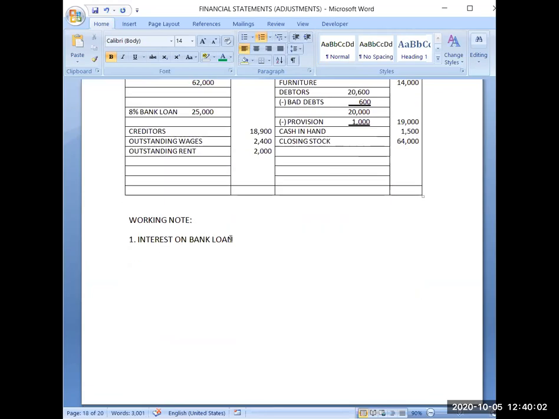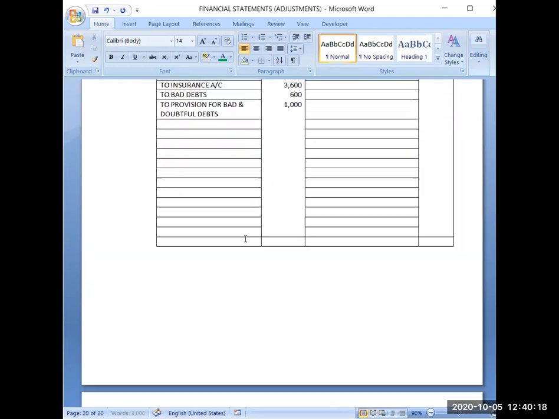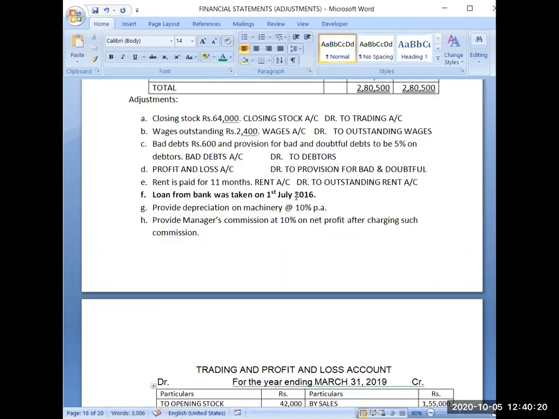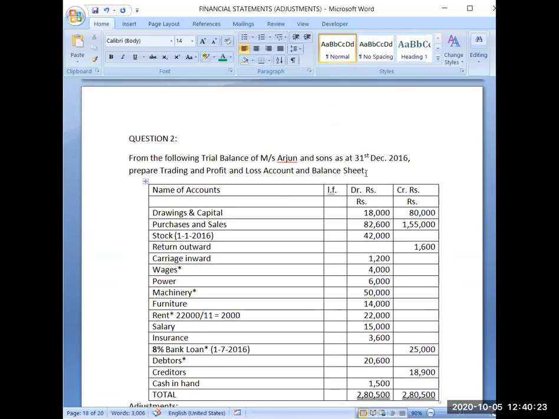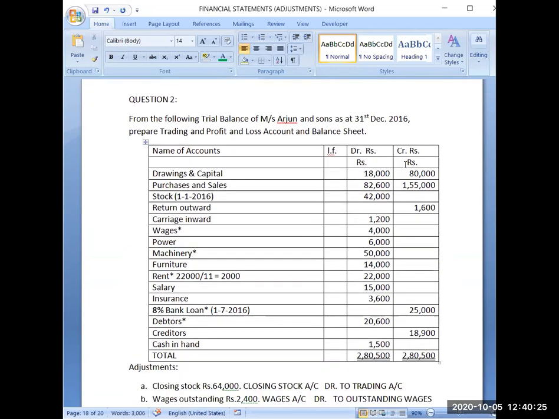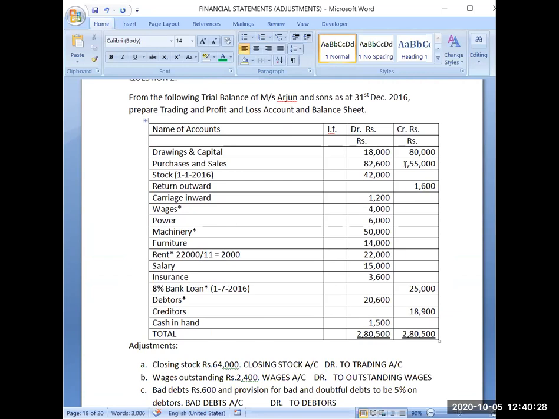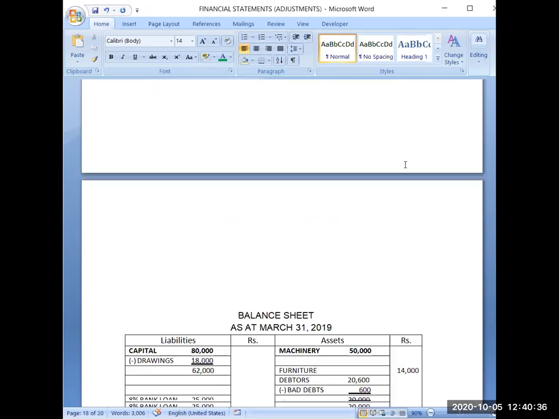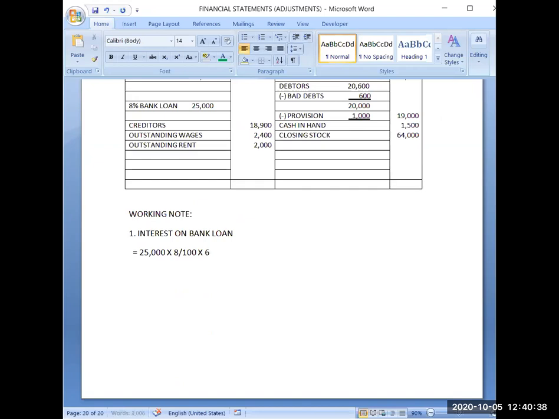So see, whenever you are supposed to calculate interest, the formula is the same. Amount of loan 25,000 multiplied by rate upon 100, 8 upon 100, multiplied by time. Now you have borrowed the loan on 1st July 2016 and you are preparing the balance sheet on 31st December 2016. So from July to 31st December, the time period will be how much? July, August, September, October, November and December. 6 months. So you have to calculate the interest for 6 months here.